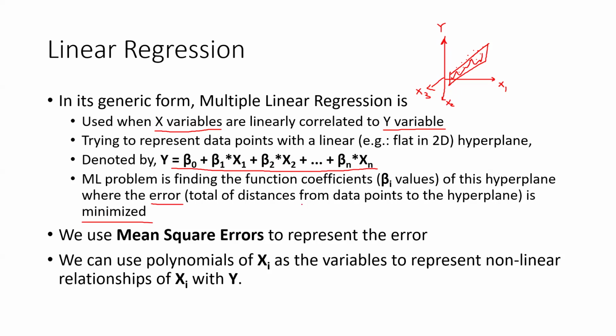So in order to find the total error, we use mean square error, right? And also we discussed that when we have a nonlinear relationship between x and y, we can apply nonlinear transformations to these x variables, like polynomials, and then you can model it, right? However, the idea is that the beta values have a linear relationship, and we want to find the beta values so that the total amount of error is minimized, right?